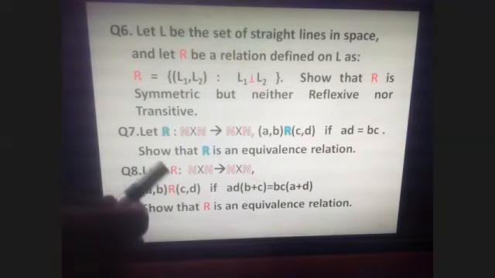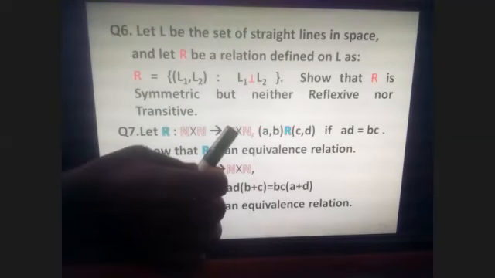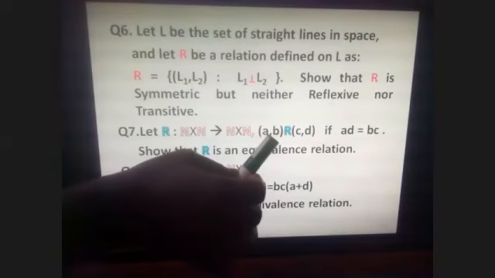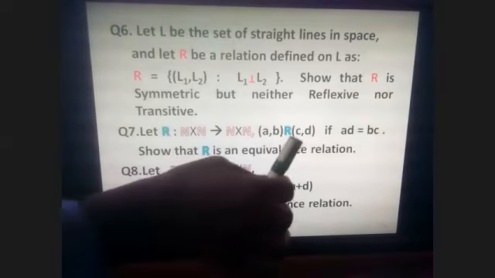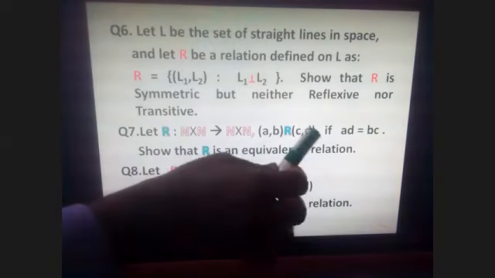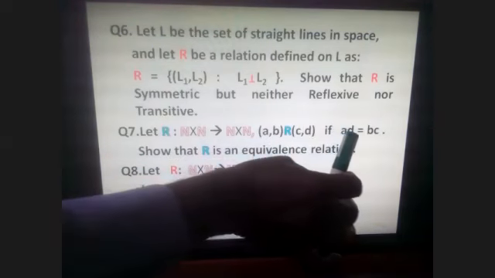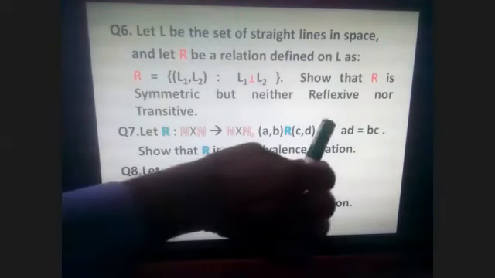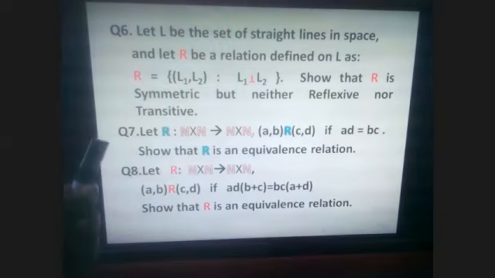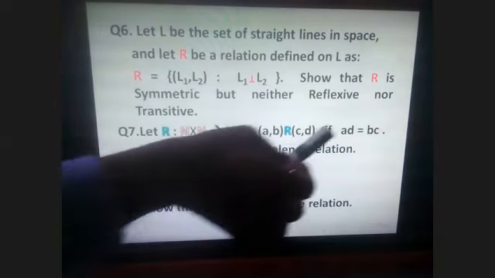Again, questions 7 and 8 are relations from N cross N to N cross N. First one is similar to the previous one. AB related to CD if AD equal to BC. Earlier one we had seen A plus B equal to B plus C. Here it is AD equal to BC. Remember, these are board questions. You have to take care. If you don't get it, I will take it up further.